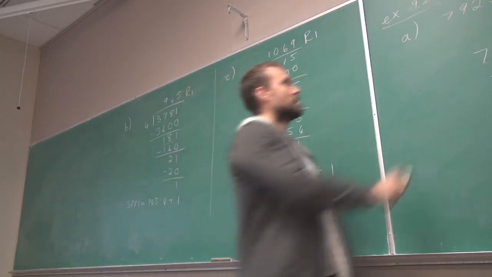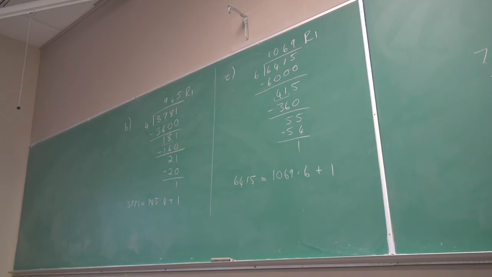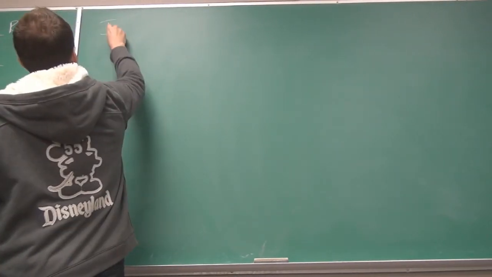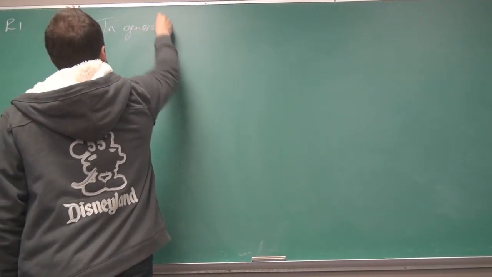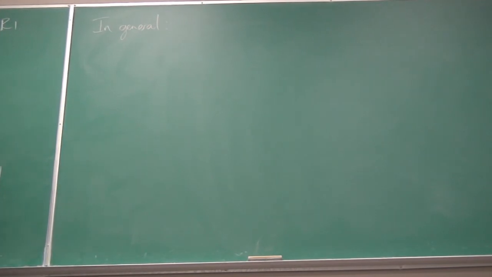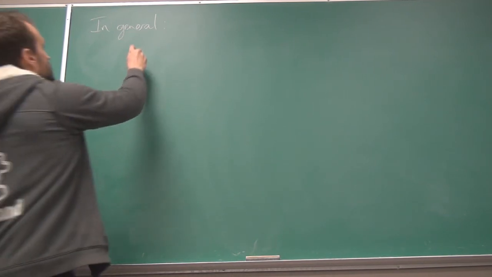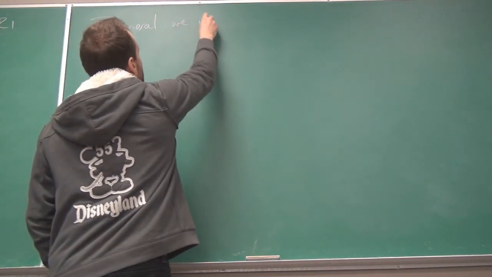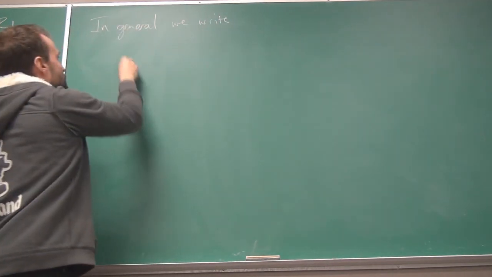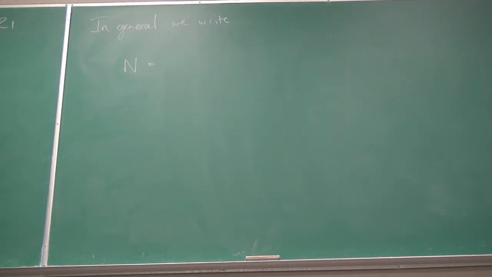So now in general we want to be able to say things that don't involve specific numbers. We want to make general statements. So in general, we need to use letters to represent the numbers because we don't know what the numbers could be. We can write our big number as n, maybe.